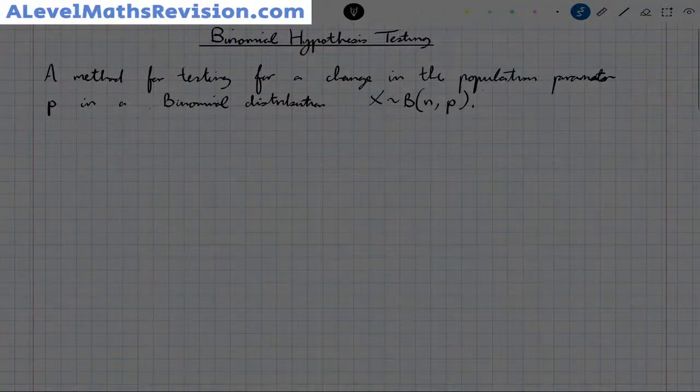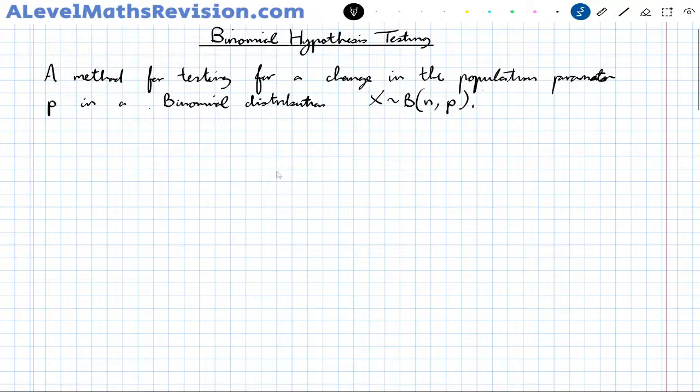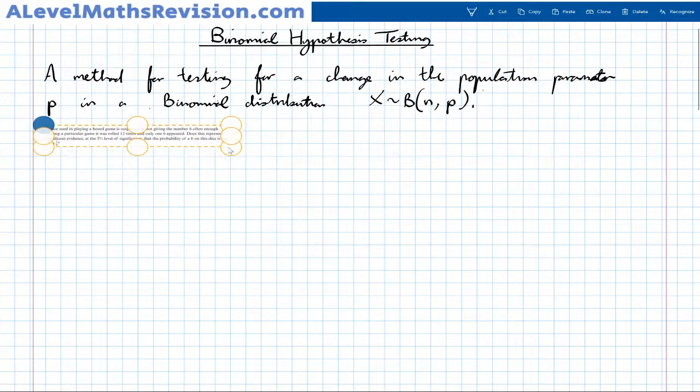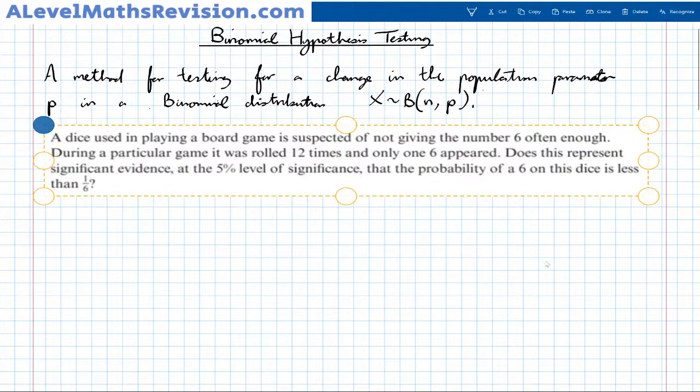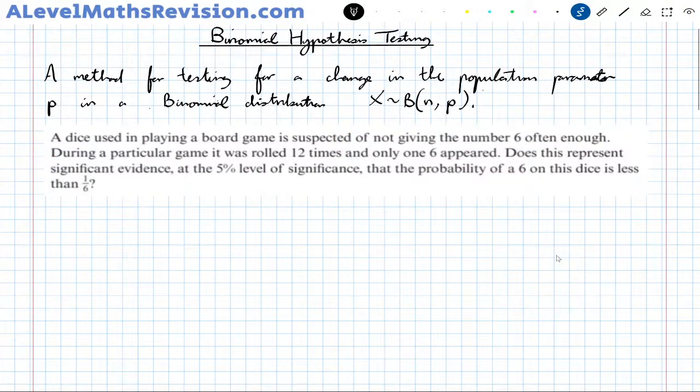So let's have a look at this particular one here. A dice used in playing a board game is suspected of not giving the number 6 often enough. So we think that the dice is dishonest. During a particular game, it was rolled 12 times and only one 6 appeared. Does this represent significant evidence at the 5% level of significance that the probability of a 6 on this dice is less than 1/6? So there's a lot to digest here, and we're going to go through it step by step.